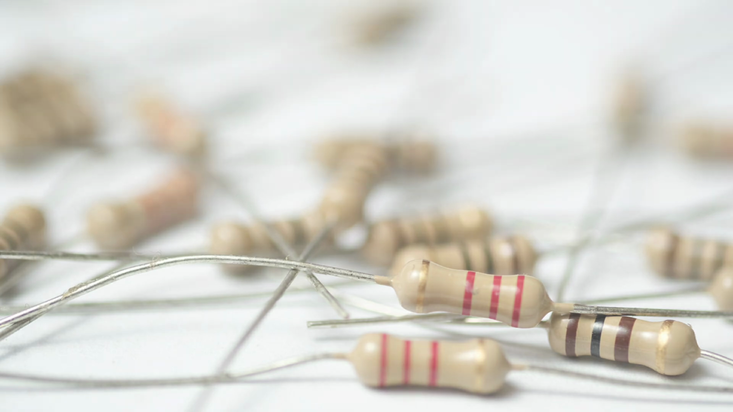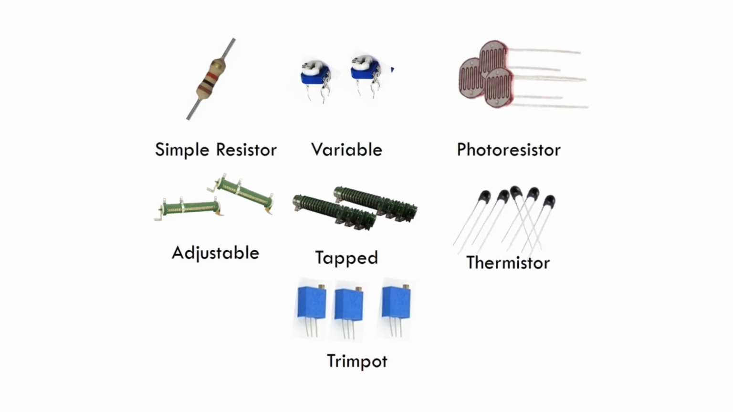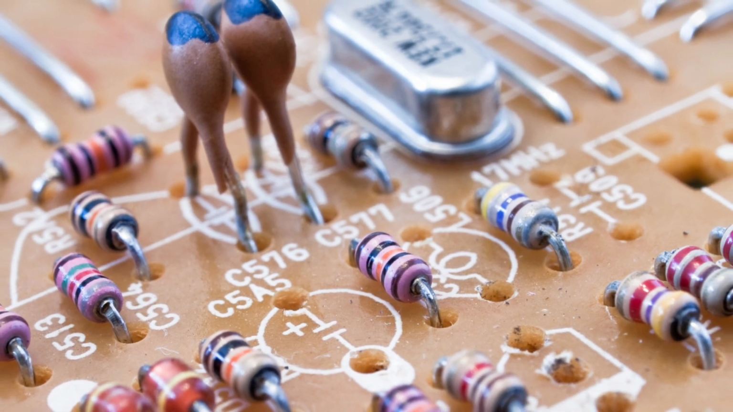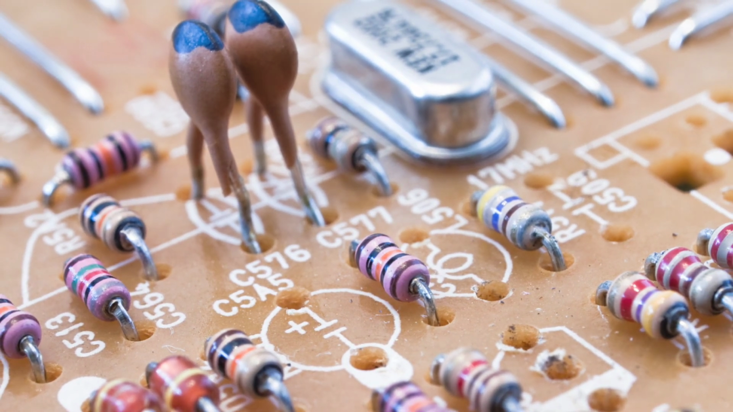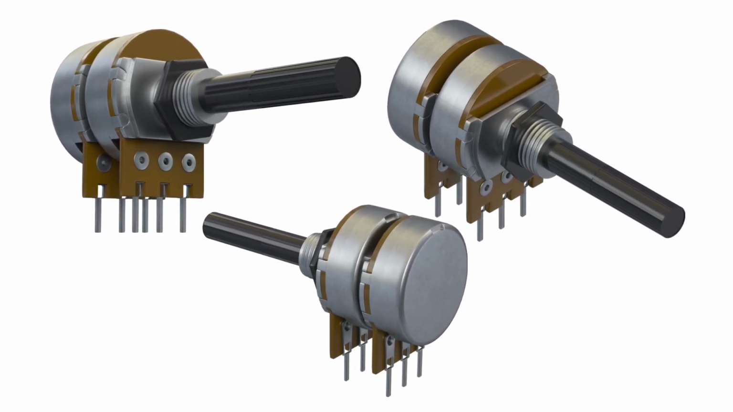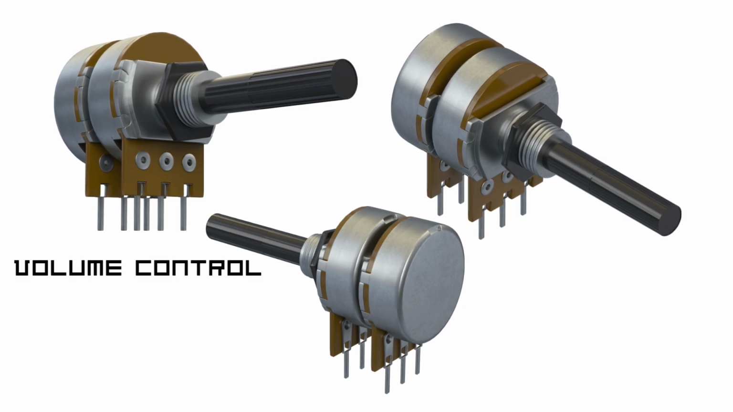There are two main types of resistors: fixed resistors and variable resistors. Fixed resistors have a constant resistance value that cannot be changed. They are commonly used in circuits to limit current, divide voltage, or set specific operating points for other components. Variable resistors, on the other hand, allow you to adjust the resistance value. These are used in applications where you need to control something continuously, like volume control on a stereo or dimming a light. By turning a knob or sliding a lever, you change the resistance of the variable resistor, which in turn alters the current flowing through the circuit.